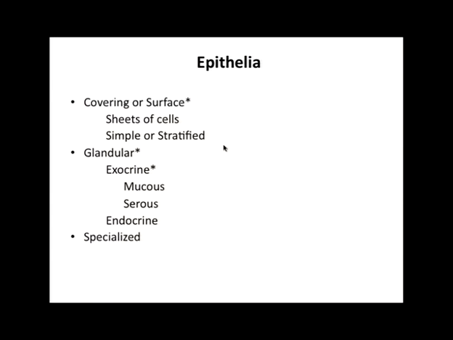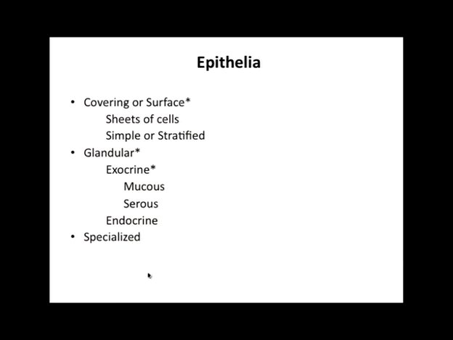Simple or stratified, one layer, more than one. What shape are their cells? Are they flat? Are they high? Well, actually, in many cases, the shape of the cell is going to vary depending on the activity of the cell, right? But in more active tissues, they tend to be higher. I am not going to go through all of these classifications because your lab manual does it very well, and it's going to walk you through it. What I want to do is go through those specializations that are unique for the epithelia and try to relate them to the function of the tissues in which they're going to be found.